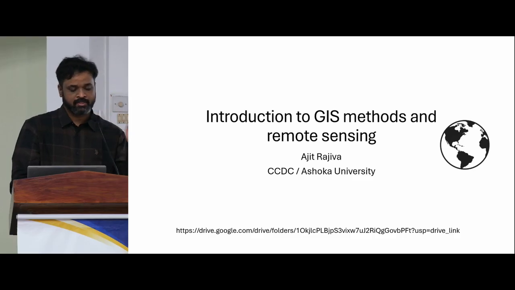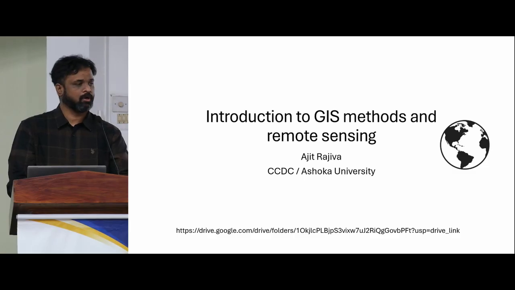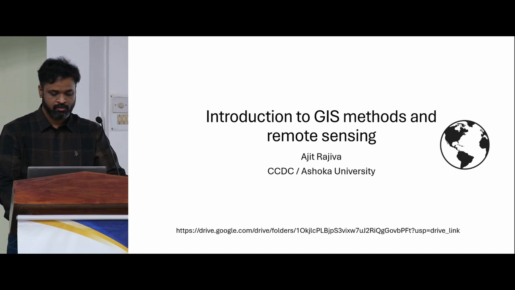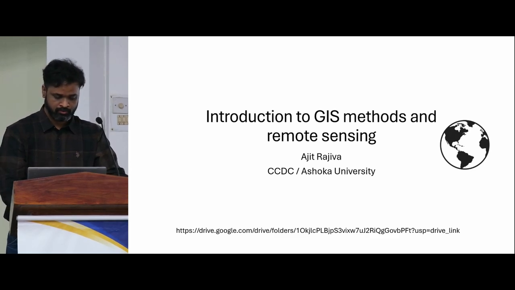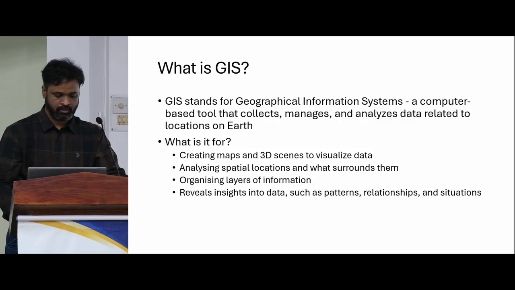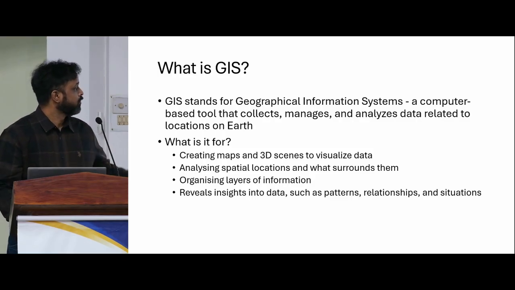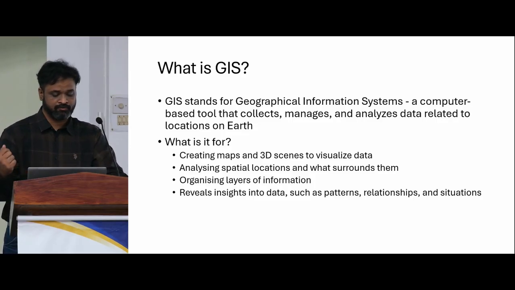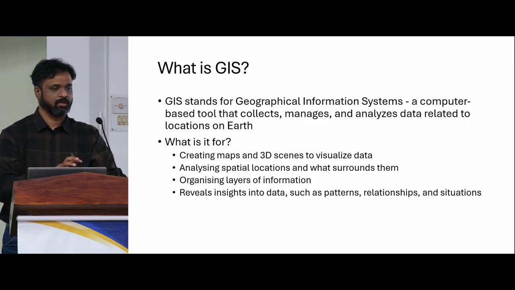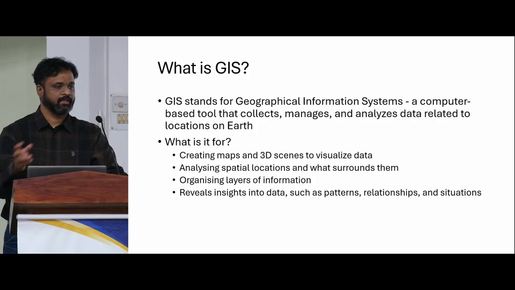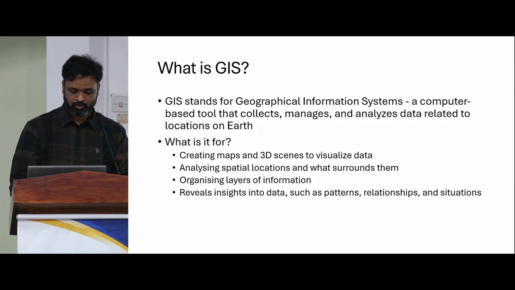So GIS is basically Geographical Information Systems, which is how we model and represent space in a two-dimensional place, and we live in a three-dimensional world. It collects, manages and analyzes data related to locations on Earth. We create maps and 3D scenes to visualize data to spatial locations and what's around it. We organize the information, put it together into a database with other outcomes of interest that we're trying to study, and then we can make associations and draw conclusions from that.